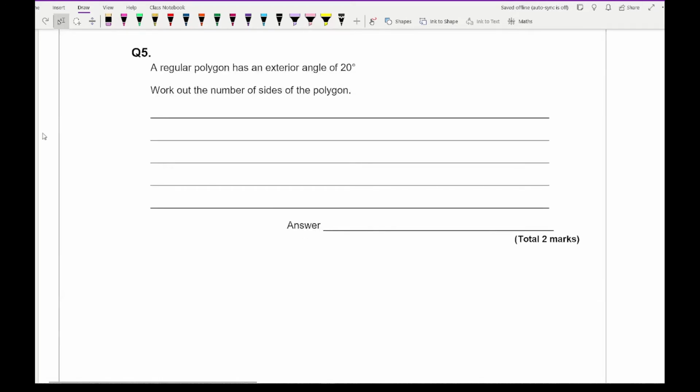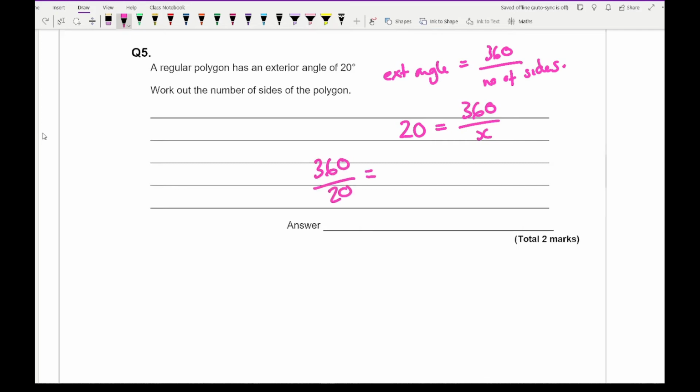Then with question 5, it says that a regular polygon has an exterior angle of 20 degrees. Work out the number of sides of the polygon. So here we've got the exterior angle equals 360 divided by the number of sides. We know we've got 20 equals 360 divided by x. So if I do 360 divided by 20, that should give me the number of sides. 360 divided by 20 gives me an answer of 18. So there are 18 sides in this polygon.